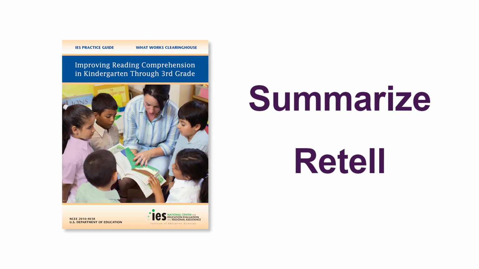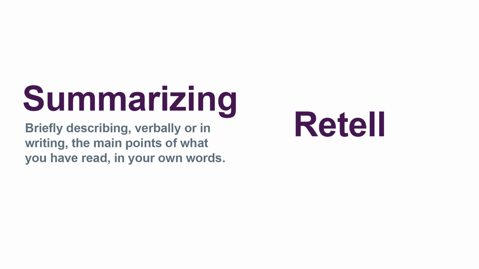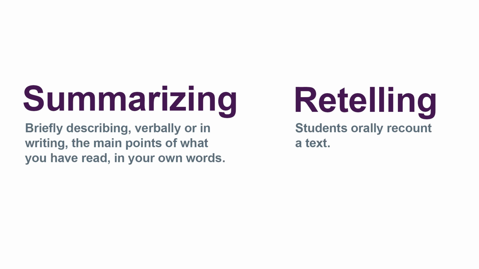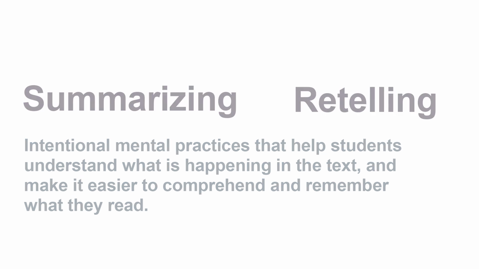text. According to the Improving Reading Comprehension in Kindergarten through 3rd grade practice guide, summarizing involves briefly describing, verbally or in writing, the main points of what you have read in your own words. In retelling, students orally recount a text. Summarizing and retelling are intentional mental practices that help students understand what is happening in the text and make it easier to comprehend and remember what they read.